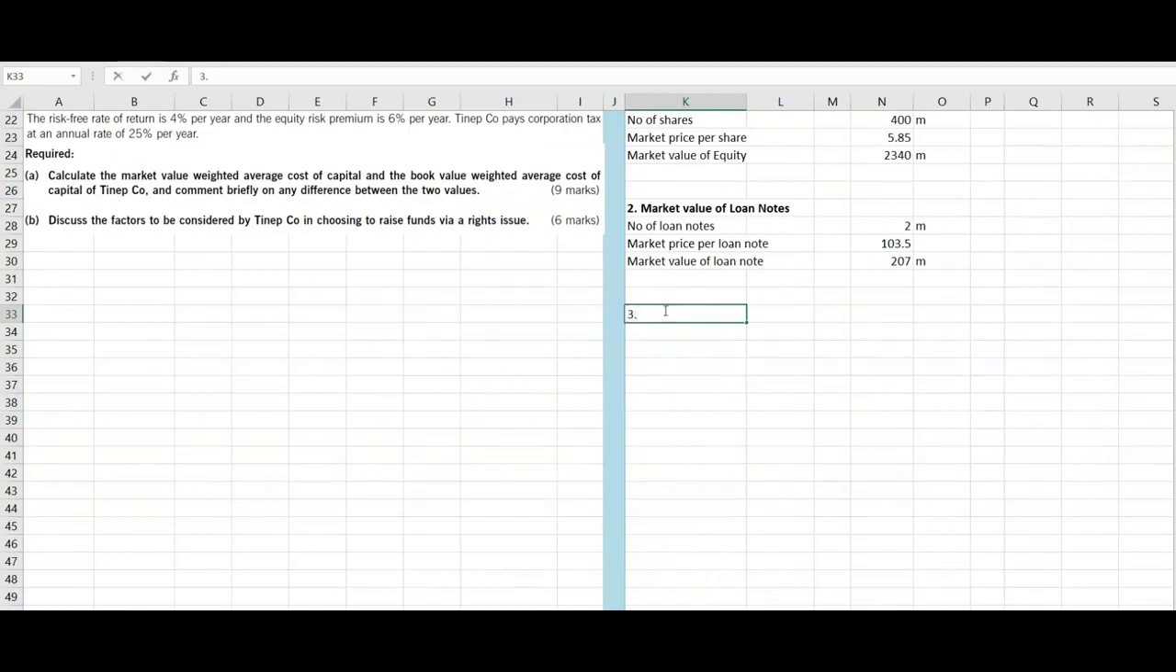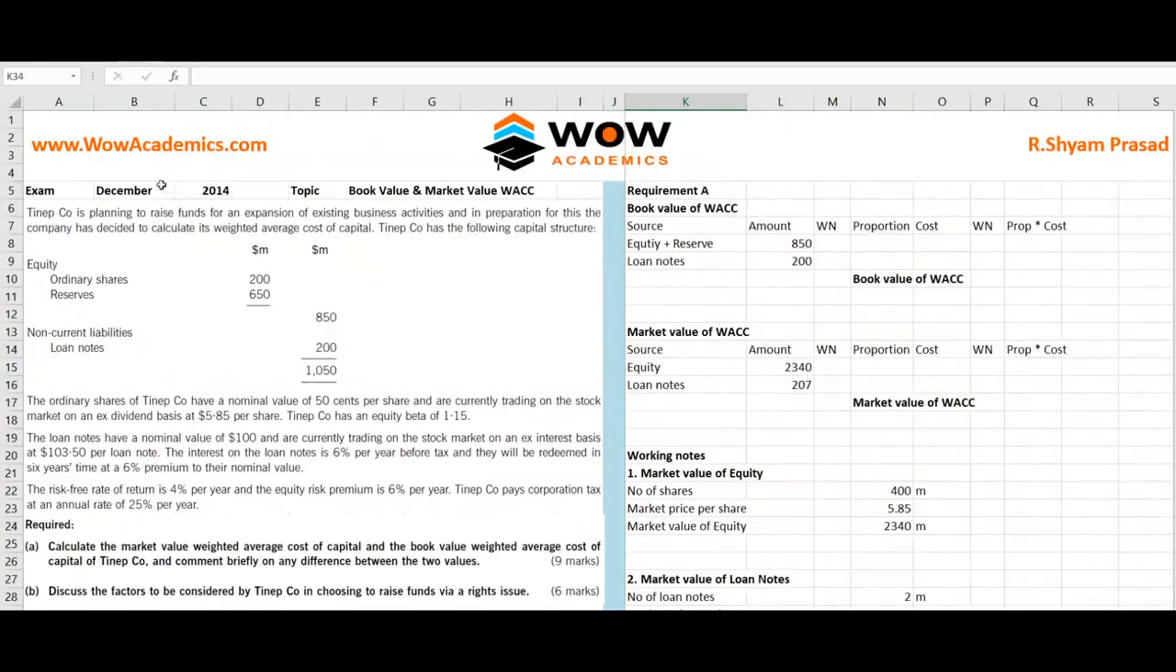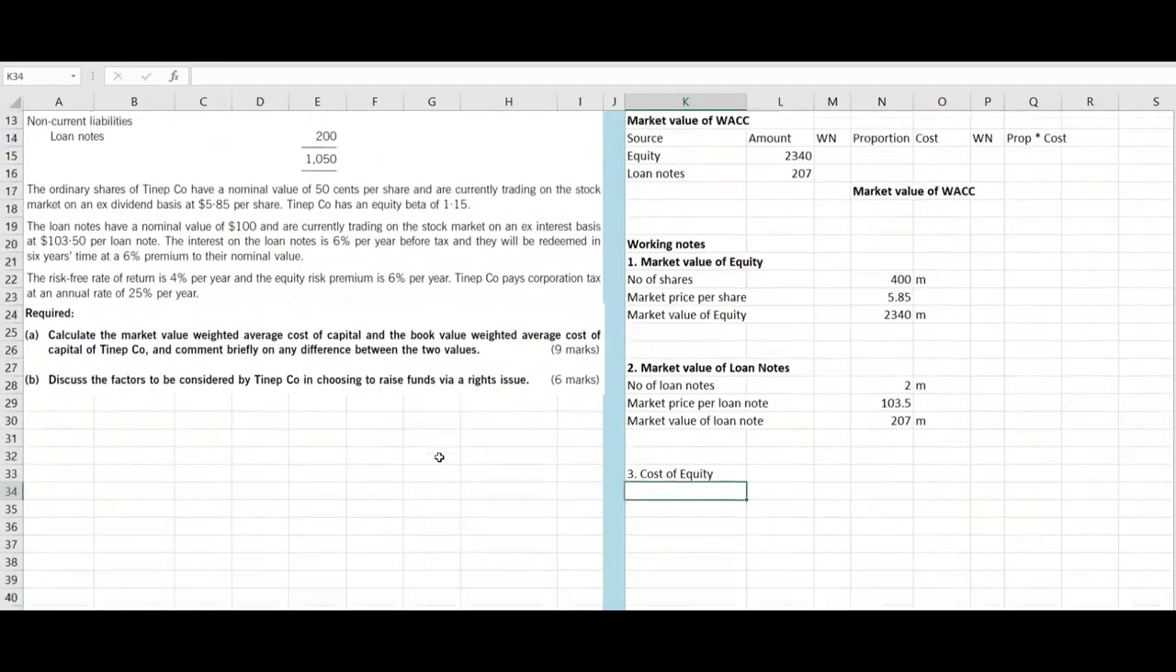So we'll take it as cost of equity. The cost of equity, we can find either through dividends or through the CAPM method. Dividend is not given at all in this problem, so the only way is to find it through the CAPM. So the CAPM formula works like this. Once we get these numbers, we can do it quickly.